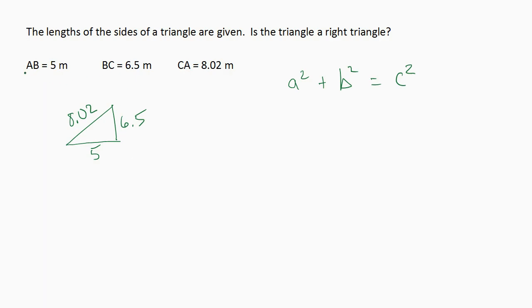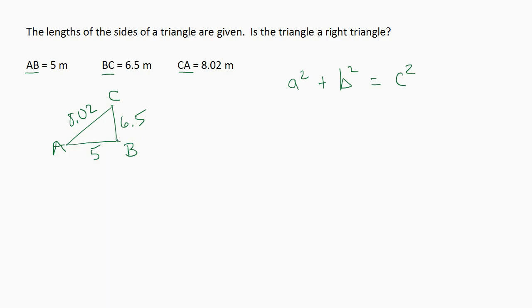Now according to this, CA is 8.02. So that means that this one can be C and this one can be A, or this one is C and this one is A. I'm not really sure yet. Let's check with these other two sides. The length of BC is 6.5, so this must be the B spot. BC is 6.5 and AB is 5. So it looks like we labeled it all right.